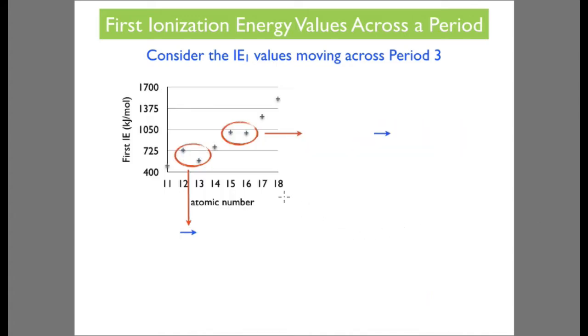We can see the exceptions to the rule as we move across a period on this graph a little clearer. We've got the first ionization energy on the y-axis, and we've got an increasing atomic number on the x-axis. And you can see the general trend goes up, and there are 2 exceptions.